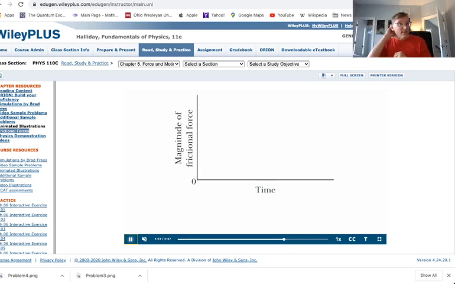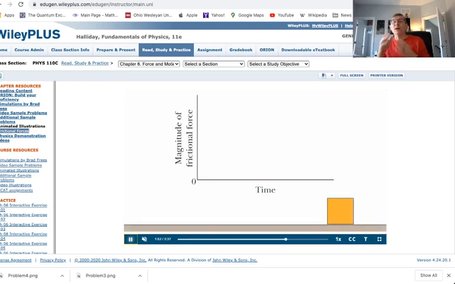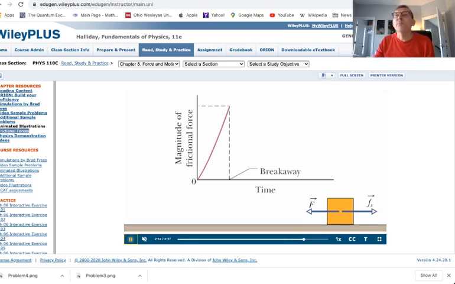Now this shows a graph of the magnitude of the frictional force versus time, where we started out with no applied force, and then we had the applied force F to the left, and initially the block did not slip, so the static frictional force just balanced the applied force. The static frictional force just keeps getting bigger and bigger until you get to what's called the breakaway point, where static friction reaches its maximum value, Fs max. And that's what this shows.